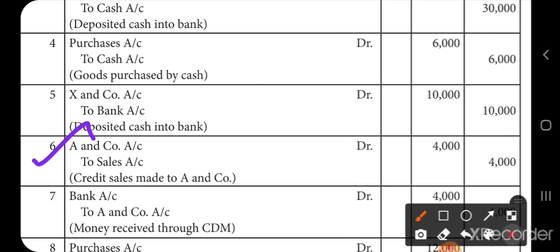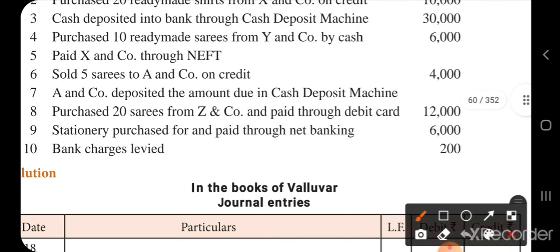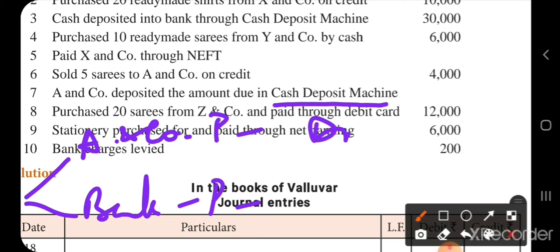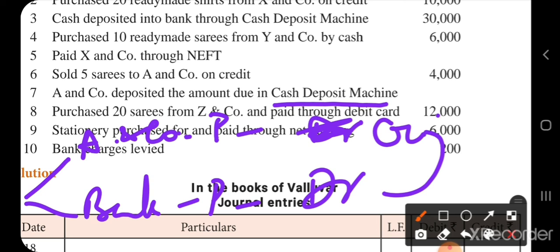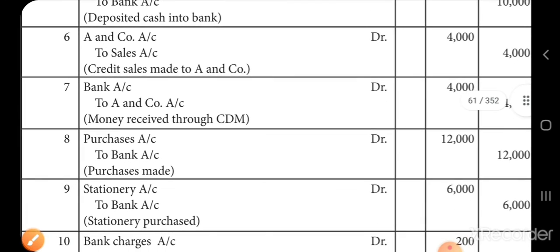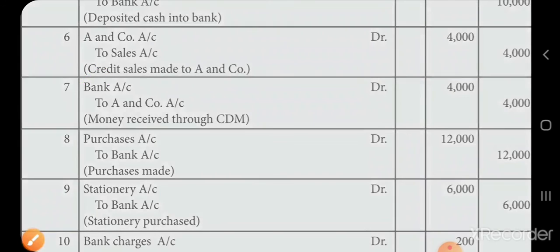Okay. The next transaction, A&M company deposited the amount due in cash deposit machine. So what are the accounts involved? A&M company and bank. So here both are personal accounts. Apply the rule. For personal account, debit the receiver, credit the giver. Who is the receiver here? Bank. So debit the receiver. Bank, debit the receiver. And A&M company is the giver. So you credit A&M company. The entry will be bank account debit to A&M company's account.